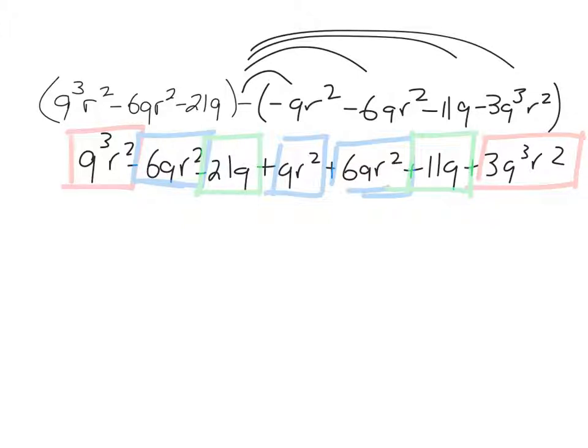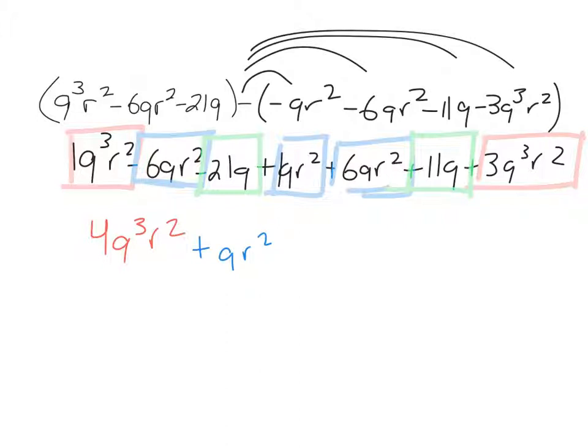So the reds first. We have q to the third r squared, which is the same thing as saying 1q to the third r squared, plus 3q to the third r squared. So it's just 1 plus 3. 1 plus 3 is 4. 4q to the third r squared. Then in blue, we have negative 6qr squared plus, remember there's a 1 here, plus 1qr squared. That would give us a negative 5qr squared. But then we're adding another 6qr squared to it. So that's actually going to be just 1qr squared.